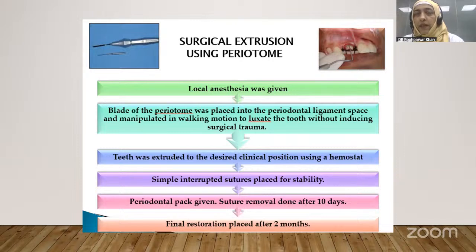The difference between conventional gingivectomy and crown lengthening with the periotome is that in conventional gingivectomy, we cut only the excess gingival tissue, whereas crown lengthening with the periotome involves a special instrument called the periotome. As you can see here, this is a periotome, a blade-like sharp instrument, and with this instrument the tooth is slightly extruded to increase the crown length. Then the final restoration is placed after 2 months.